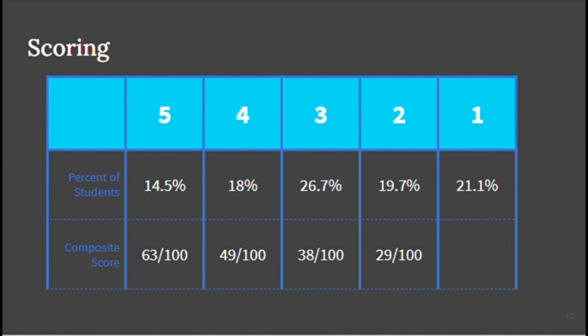Finally, we'll go over the scoring. On this exam, the plurality of students get a 3, which is passing. That's fine, but obviously we're aiming for 5s. You see about 14.5% of students get 5s. That's relatively low for an AP exam. 18% of students get 4s, and then you can see obviously that about 20% get 2s and 1s respectively.